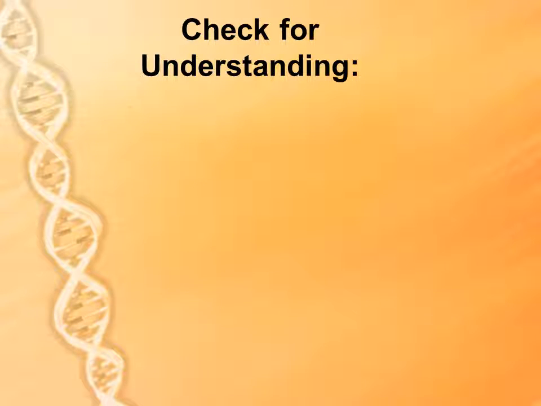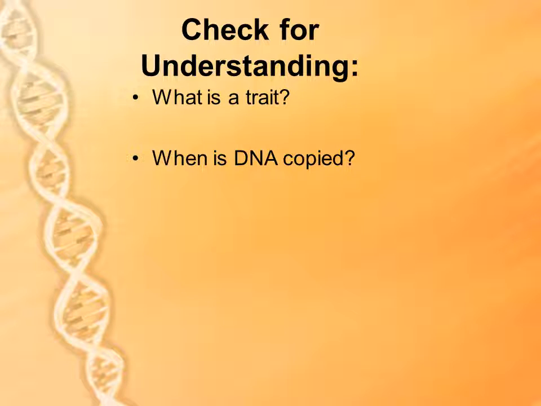So let's take a look here real quick. At this point in time, you should be able to understand and remember what a trait is. You should be able to answer how, or when, I'm sorry, DNA is copied. And you should also be able to describe what a gene is. So if you're not able to do that, then I would suggest pausing at this point in time. Go back to the beginning and review what we've been talking about, and you'll be able to see those things.